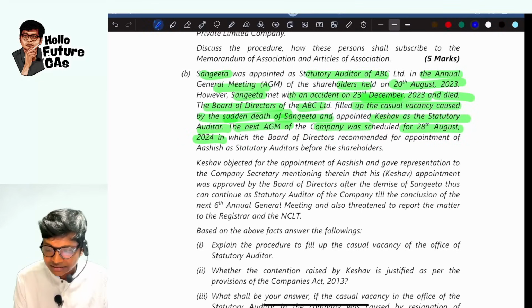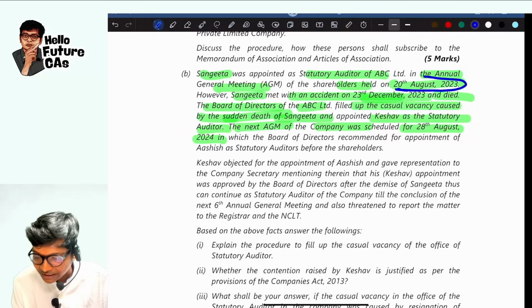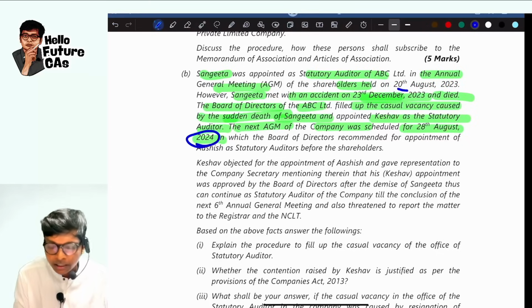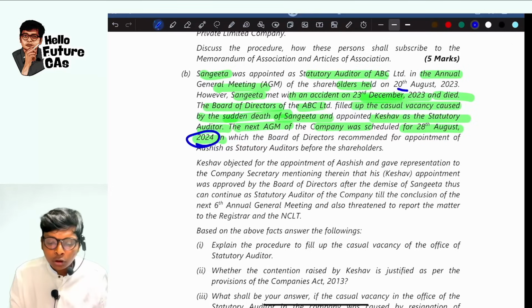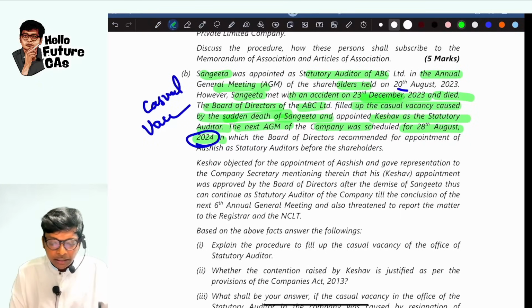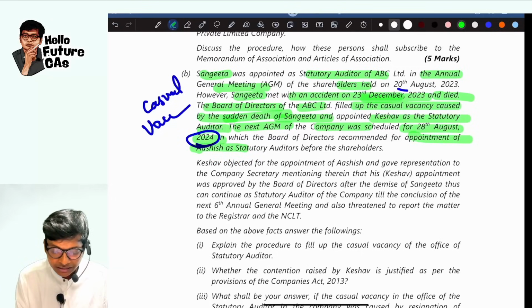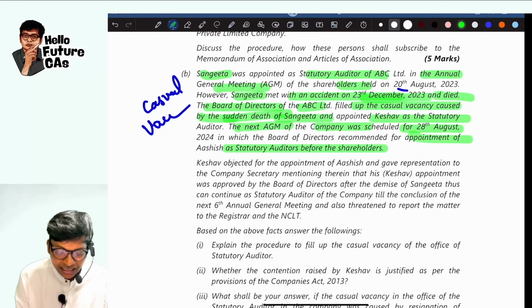After a year, look at this. This is 20th August 2023. Next one is 2024. So before the AGM itself, I appointed somebody. What concept is being tested here? Casual vacancy. Super. In which the board recommended the appointment of somebody else as statutory auditor. Who's that somebody else? Ashish as a statutory auditor.